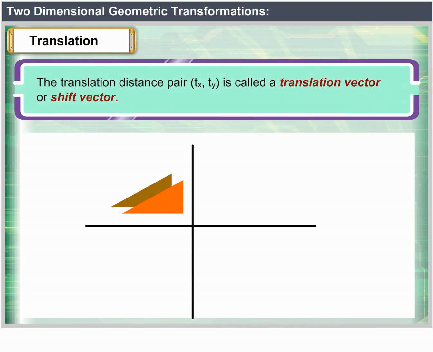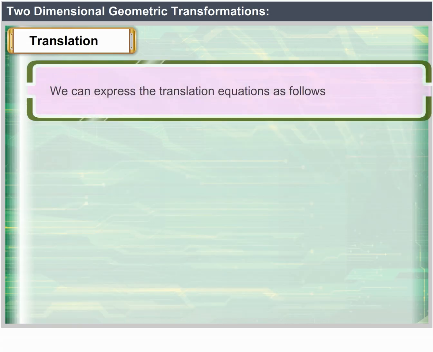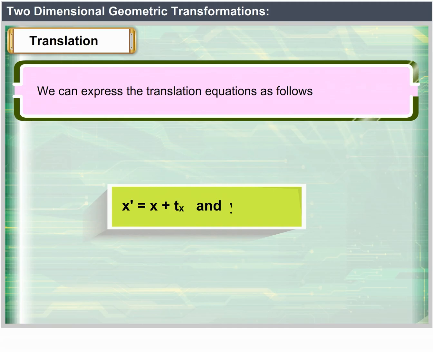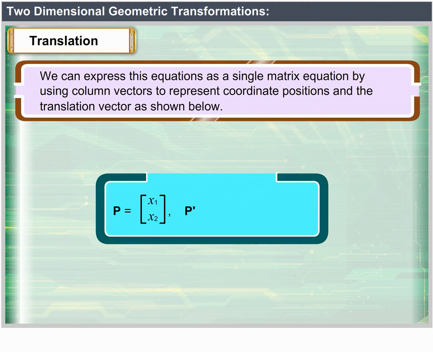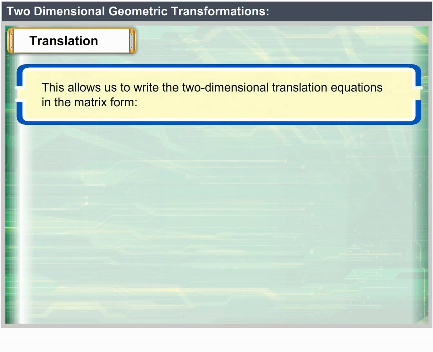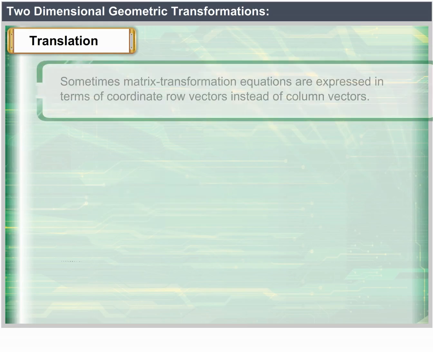The translation distance pair tx, ty is called a translation vector or shift vector. We can express the translation equations as follows. We can express these equations as a single matrix equation by using column vectors to represent the coordinate positions and the translation vector as shown on the screen. This allows us to write the two-dimensional translation equations in the matrix form P' equals P plus T.